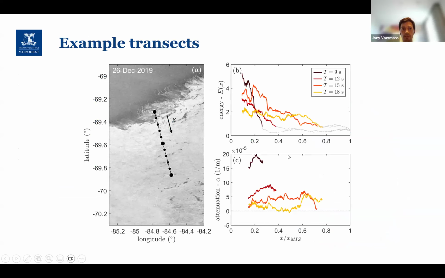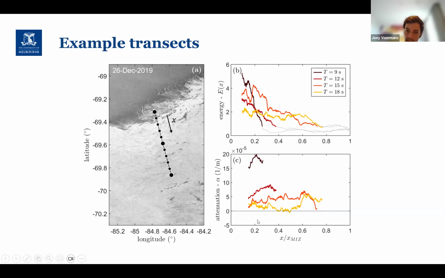So now the interesting part. These are some examples of a transect. On the left, we see the Sentinel image, and the black dots identify the marginal ice zone: the top dot is the start, so that's the ice edge, and the end of the marginal ice zone is defined by the last dot. And on the right, we see the wave energy that we identify in different frequency bins in the spectra for 9, 12, 15, and 18 seconds. What we see is very typical for waves in sea ice. For instance, the 9-second one decays quite rapidly compared to the longer waves, the 18-second one, which is quite gentle.